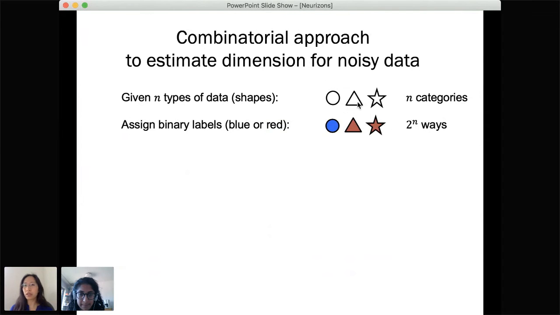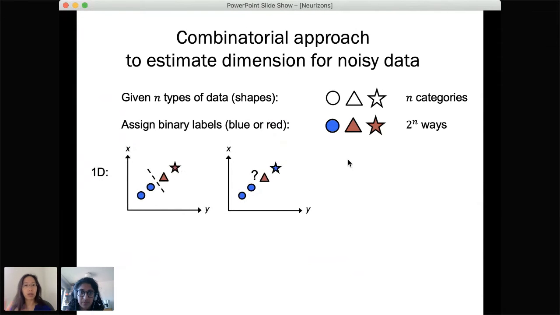If we have a certain number of categories of data, in one example that I showed you, let's say cats and dogs could be different categories of the data, and for each category you get many different data points as responses to, for instance, cats. So what we're going to do is assign binary labels to the data. Some of the categories can be called blue, some of the categories can be called red. And then we'll look at how easy it is to separate the blue from the red.